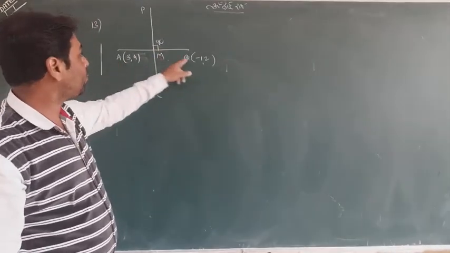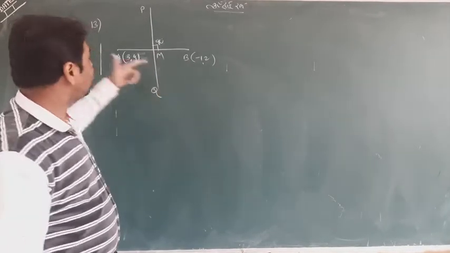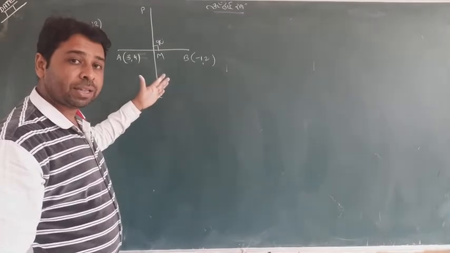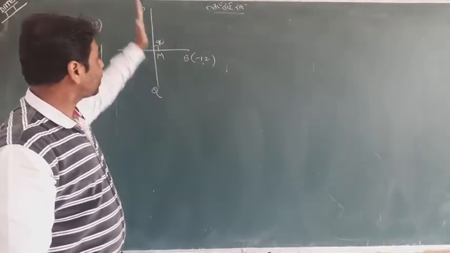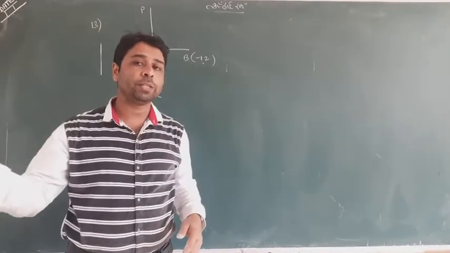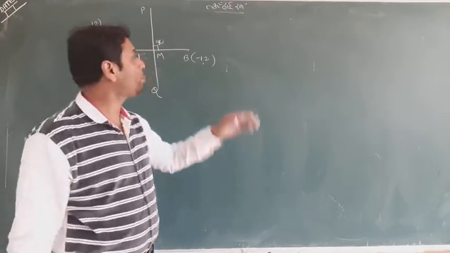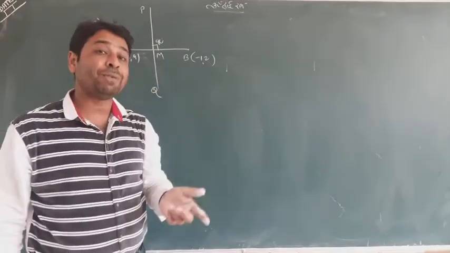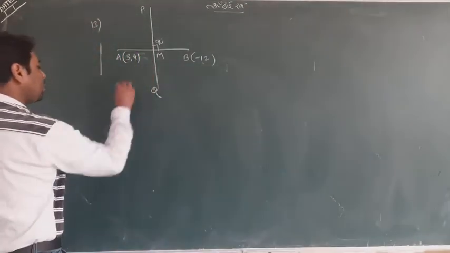First of all, we can find M by using the midpoint concept. Second, we can find the slope of PQ. How? We will find the slope of AB, and with its help we can find the slope of PQ, because the lines are perpendicular: m1 into m2 equals -1. With this formula we can find the slope of this line. Then by the one point form we can find the equation of the line also. So let me explain how we can do it.